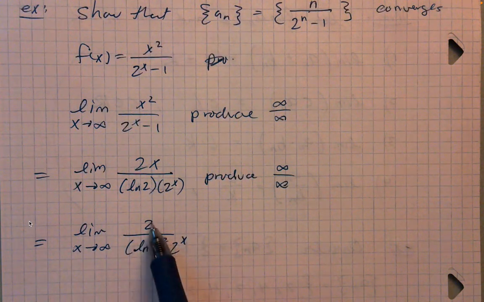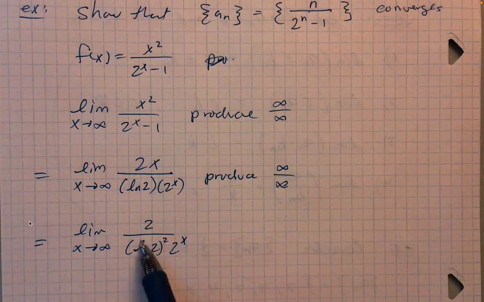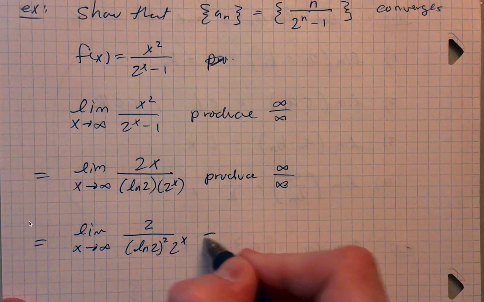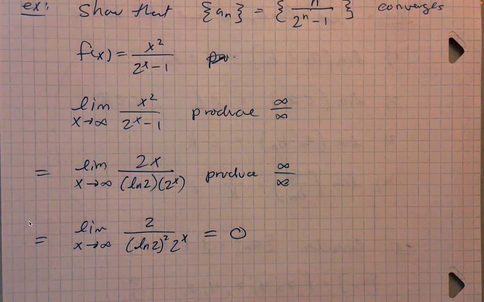Well, this is 2 over the natural log of 2 squared, so that's some constant, but it's being divided by 2 to the x, which is going to grow without bound. So this is equal to 0.